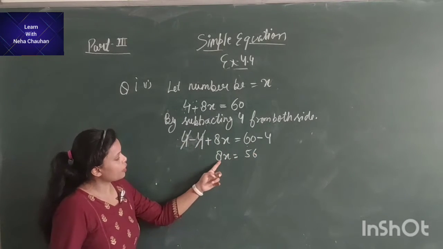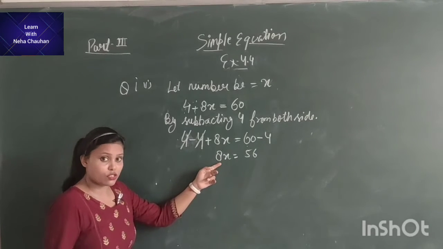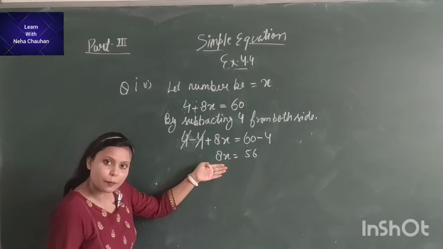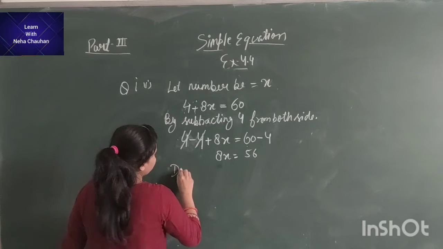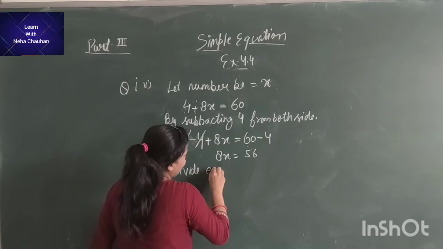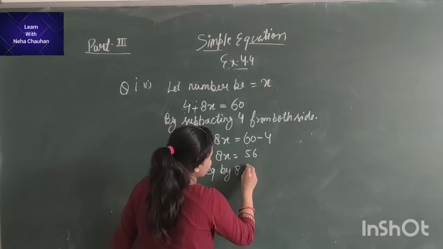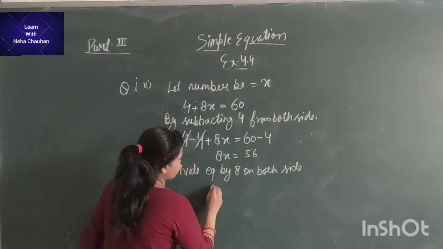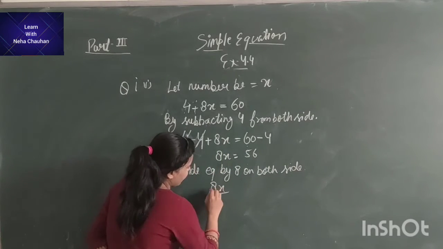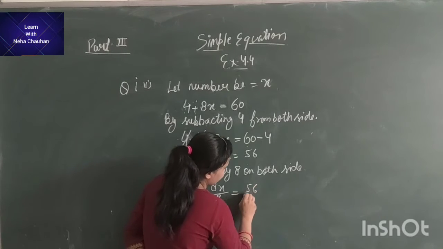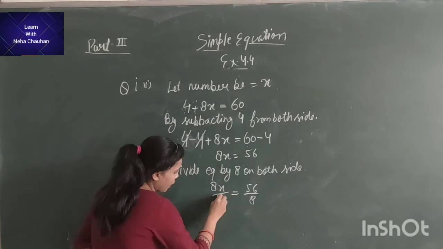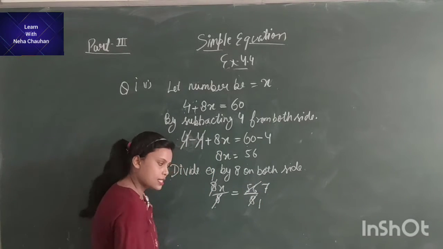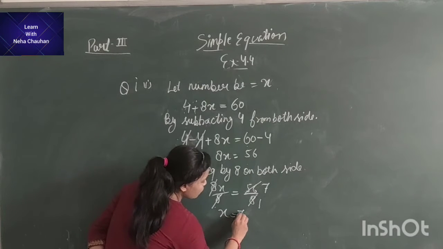Now 8 is in multiplication, that is also extra, so we have to eliminate this. How will we eliminate it? By dividing. So divide the equation by 8 on both sides. 8x divided by 8 is equal to 56 divided by 8. 8 and 8 get cancelled. 8 ones are 8, 8 sevens are 56. So we get x is equal to 7.